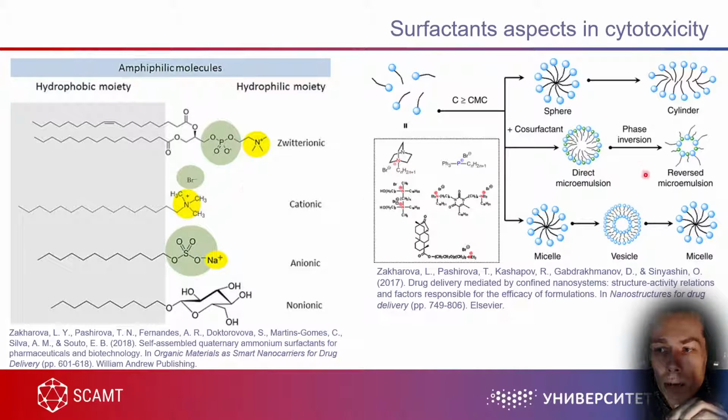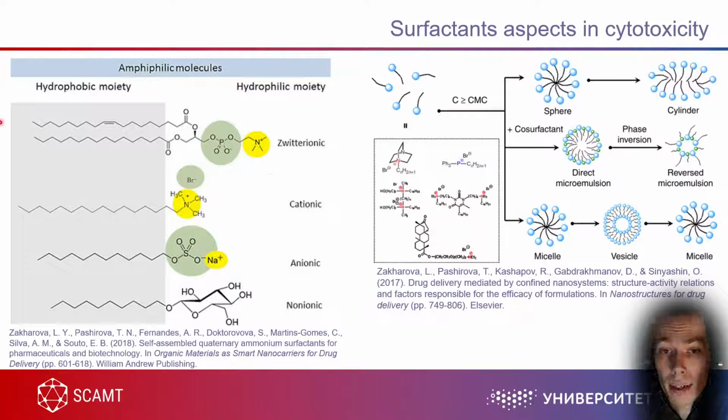For example, they can form so-called micelles, they can form vesicles, reverse microemulsions, direct microemulsions, and all of these are very nice, but how are these microemulsions and the structure of surfactants interconnected with toxicity? So what is the primary cause of cytotoxicity of these surfactants or amphiphilic molecules?